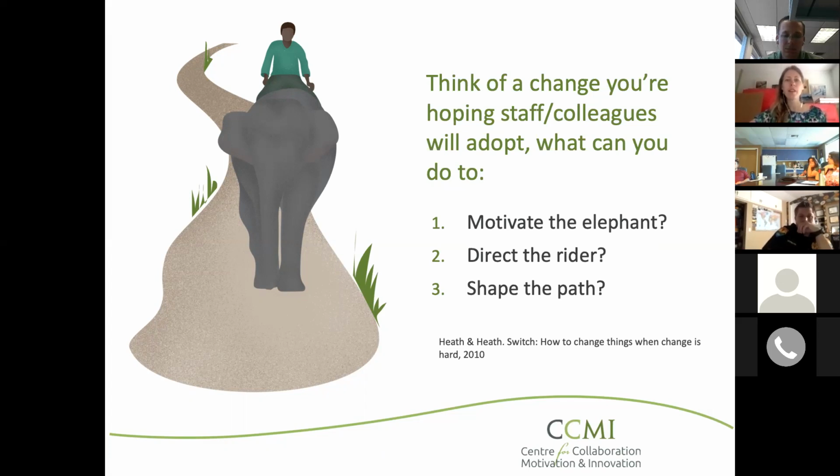So what do you guys think? When we're thinking about managing change, of increasing behavior change among staff and colleagues, how can we appeal to that emotional side, the elephant? How can we be clear as riders potentially to create direction? And how can we clear a path so that it's easy to do this change?